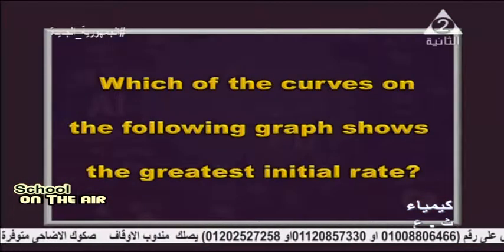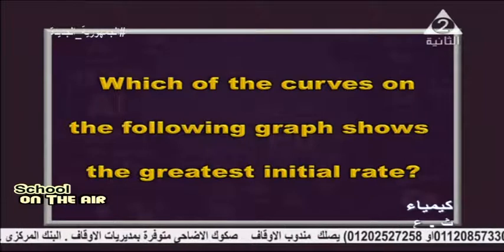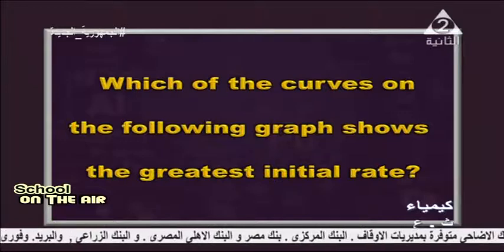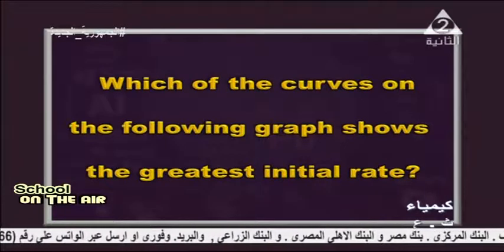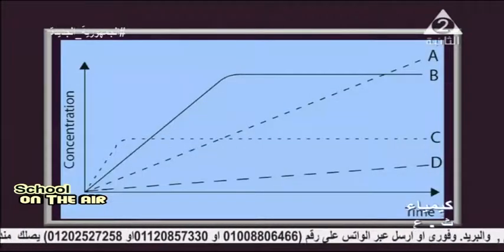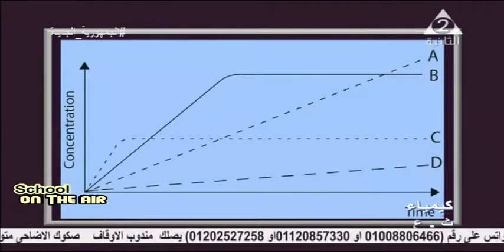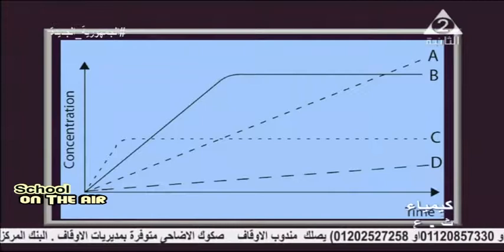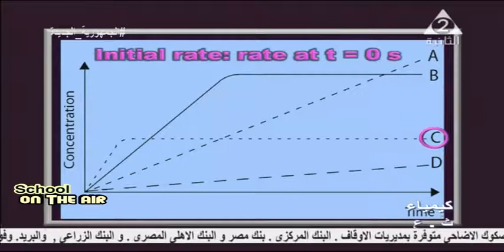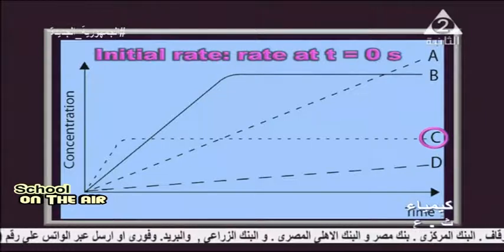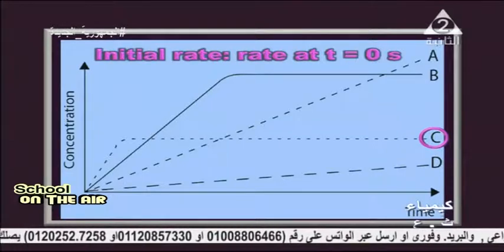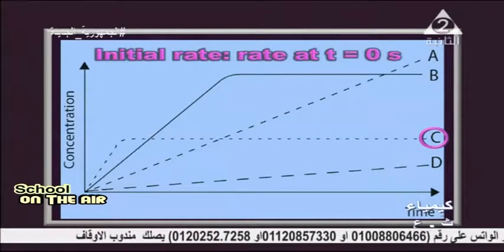Which of the curves of the following graph show the greatest initial rate? This question illustrates how we can know the rate of the reaction which is greatest in the initial rate. As shown on the graph, here we are going to choose the reaction rate at time equals 0. So as shown, the graph number C gives the highest initial rate for the rate of the reaction.